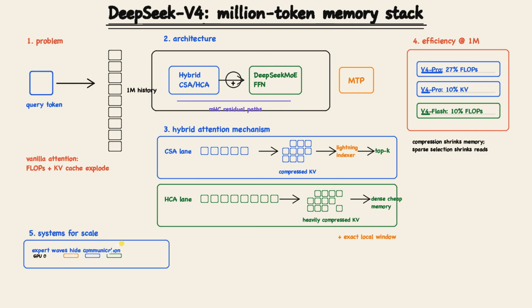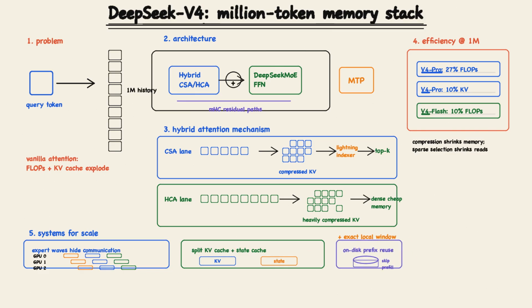Now, the headline efficiency numbers make sense. At 1 million tokens, DeepSeek-V4 Pro reports 27% of the single-token inference flops of DeepSeek-V3.2. It also reports 10% of the KV cache. DeepSeek-V4 Flash pushes that further, 10% of the flops and 7% of the KV cache. Those are not magic benchmark numbers. They come from changing what is stored and what is attended to. Exactly. Compression changes memory size. Sparse selection changes how much old memory each query reads.